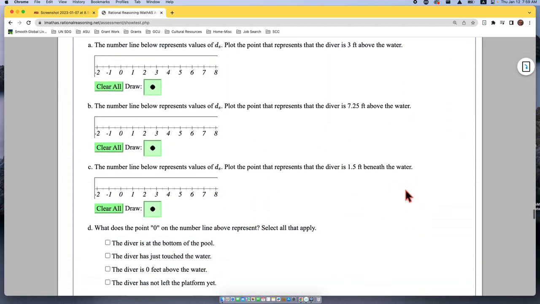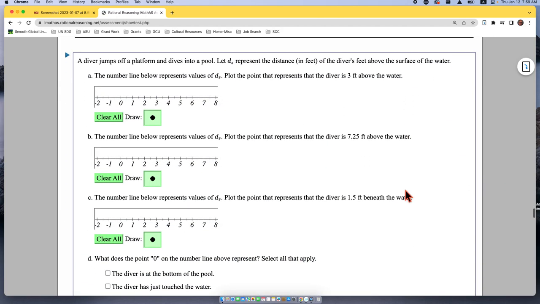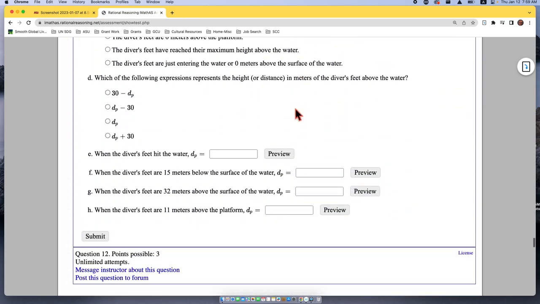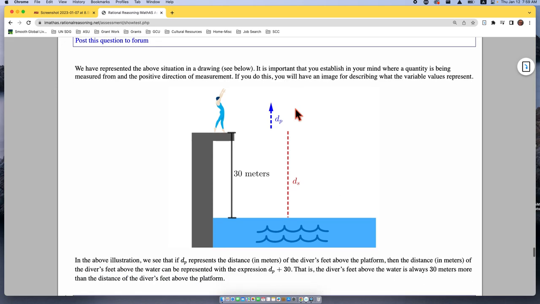I think there's another one, and then there's this diver thing. As I keep going, now I've got a picture, and this represents the feet. When the diver dives, the feet are going to go above the platform, and then there's a distance of the feet there, and then a distance to the water. We've got 30 meters. So we do have to read some things to figure out what the variable of interest is.